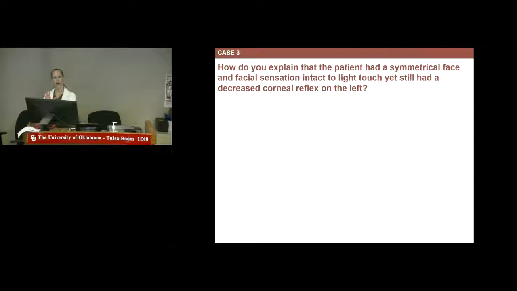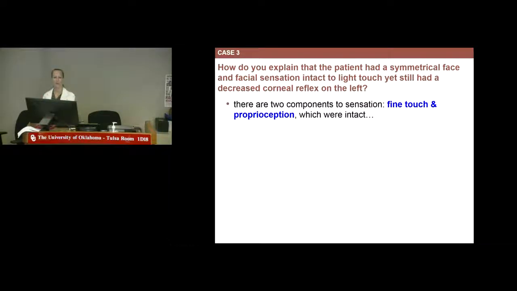So how do we explain that? Well, the examiner maybe just tested light touch. So remember, there are 2 components to sensation. There's fine touch and proprioception, and pain and temperature sensation, both for the body and for the face. The face, pain and temperature is spinal trigeminal nucleus. Fine touch is the chief sensory nucleus, because usually I say all of them with medical students because they hear it from like 5 different people.